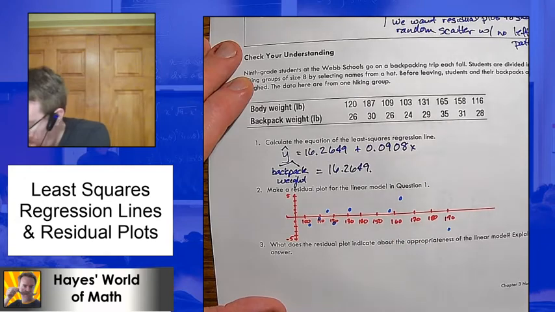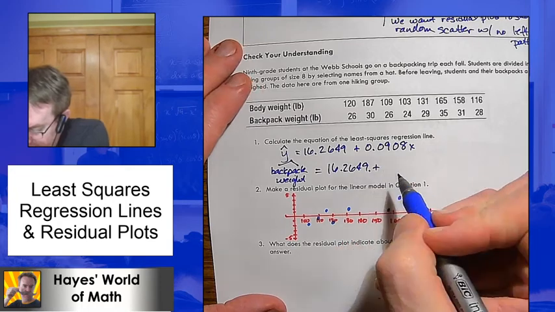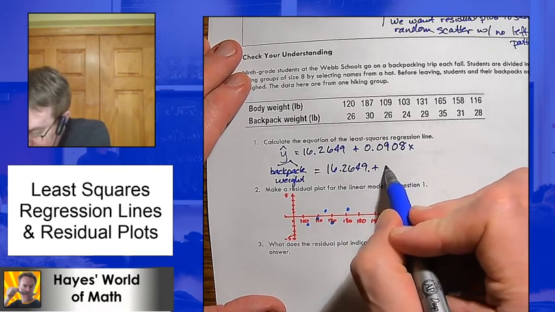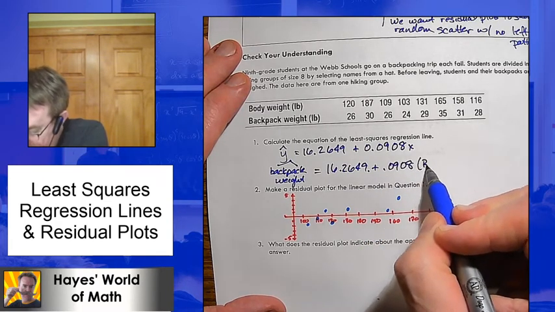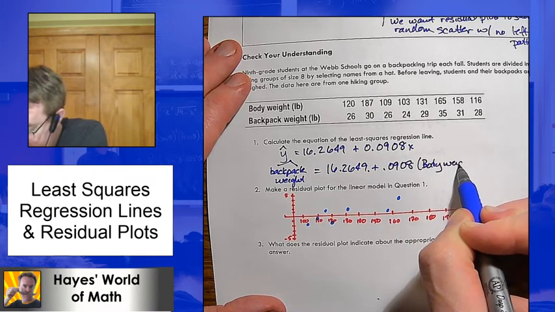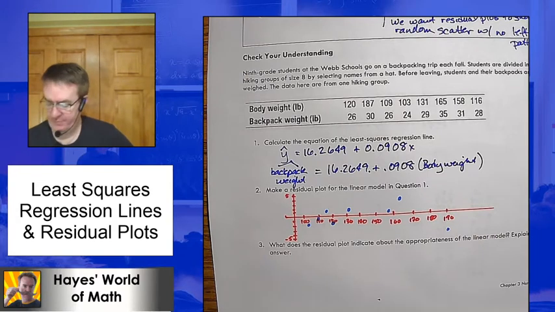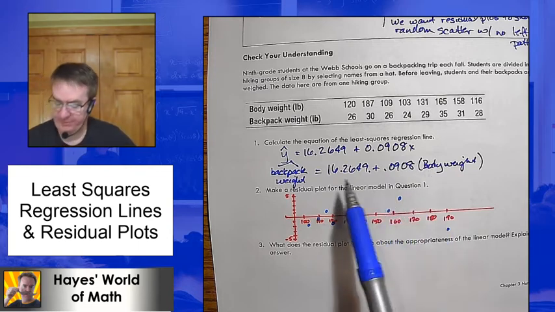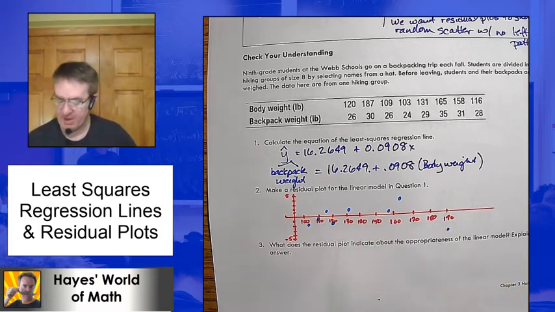What would that be anyway? What's your y-intercept in this case? Plus 0.0908 body weight. That'd be the weight of the backpack initially, before anybody else got on it, and then over here would be the rest of it. So if you had a scout or an 8th grader who weighed nothing, their backpack would be 16.3 pounds.